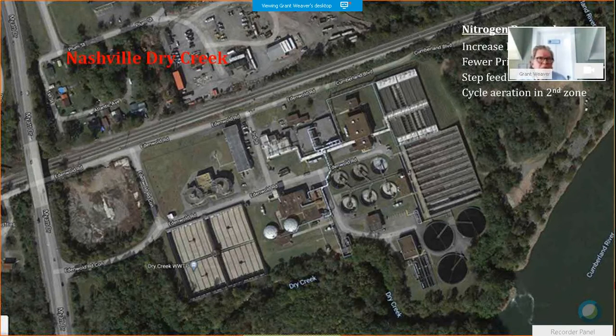And they experimented with one zone. To help drive the nitrogen removal, there was a desire to increase the organic loading. To do that, they took one of the primary clarifiers offline, and we just looked at this one zone, the first zone, the top zone in the aeration basin. And let me walk you through the step feed and cycle aeration comments.